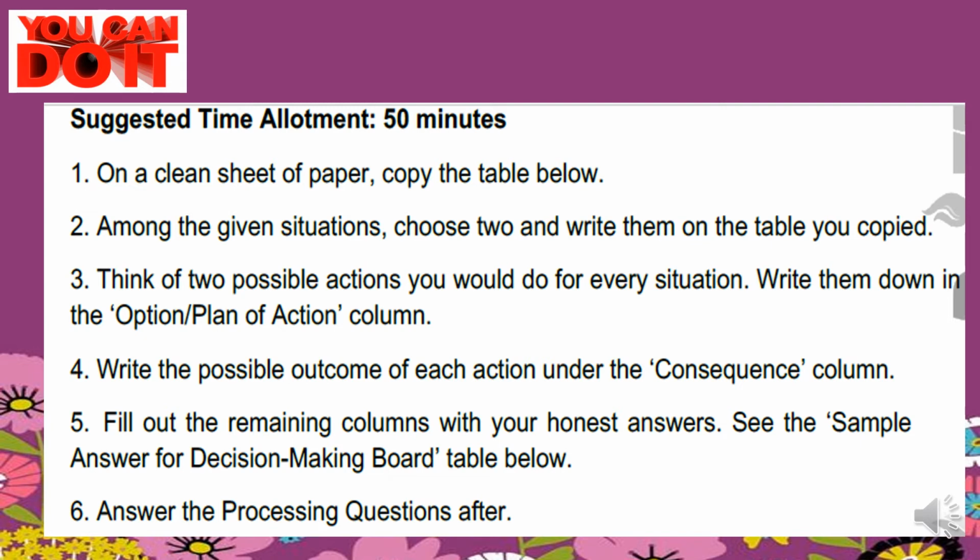Number 3, think of 2 possible actions you would do for every situation. Write them down in the option Plan of Action column. Number 4, write the possible outcome of each action under the consequence column. And number 5, fill out the remaining columns with your honest answers. See the sample answer for decision-making board table below. And then number 6, answer the processing questions after.